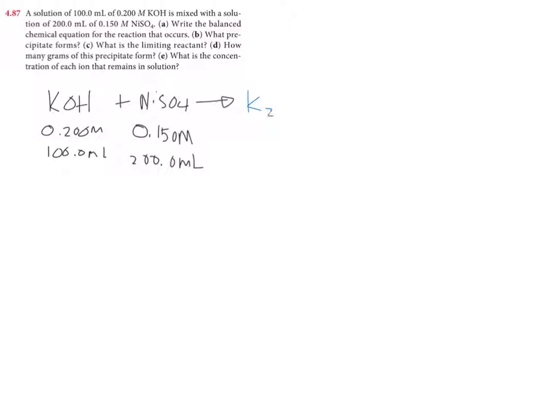This is problem 87 from chapter 4. First thing we need to do is predict the products of this reaction that occurs between potassium hydroxide and nickel(II) sulfate. We figure out those formulas based on the charges of the ions. We then balance the equation, and that's part A.